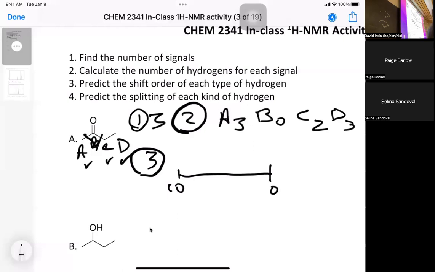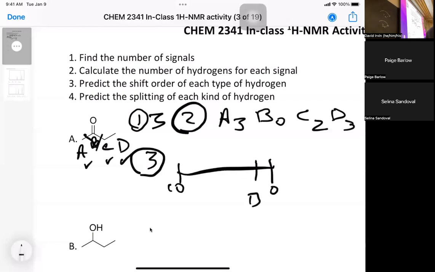Which one's going to be the furthest upfield? That's closest to 0. We're not counting B because we're only looking at hydrogens. It would be D because it's the furthest away from an electron withdrawing group or electron donating group. It's the furthest away from a deshielding group. So we're going to say D is going to be right here.